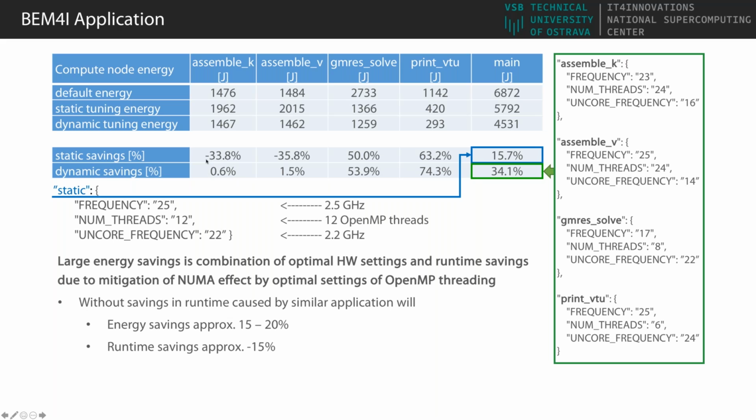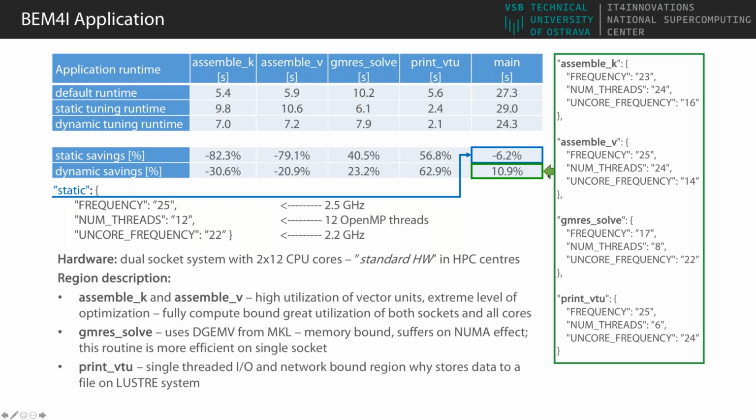I have a very small amount of saving in assemble K and assemble V, because usually the CPU runs on the normal frequency by default, so there is not much to gain for this. But I have 53% and 74% of the savings for the GMRES solve and the print VTU in terms of the energy. So this pretty much tells me that on average I can save up to 34% of the energy, while in this case my runtime would be improved by 10% as well.